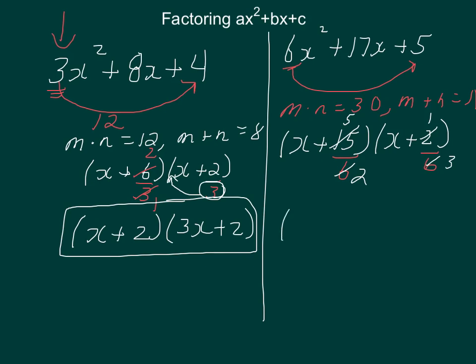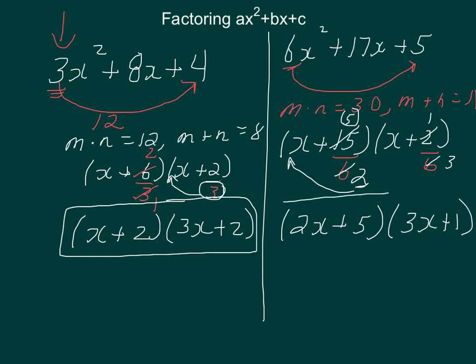So our new binomial product, remember that 2 gets put in front of the x, so you have 2x plus, remember that 5 was remaining, times the quantity 3x plus 1. So now that's a nice little way to factor quadratics when you have an a value other than 1.